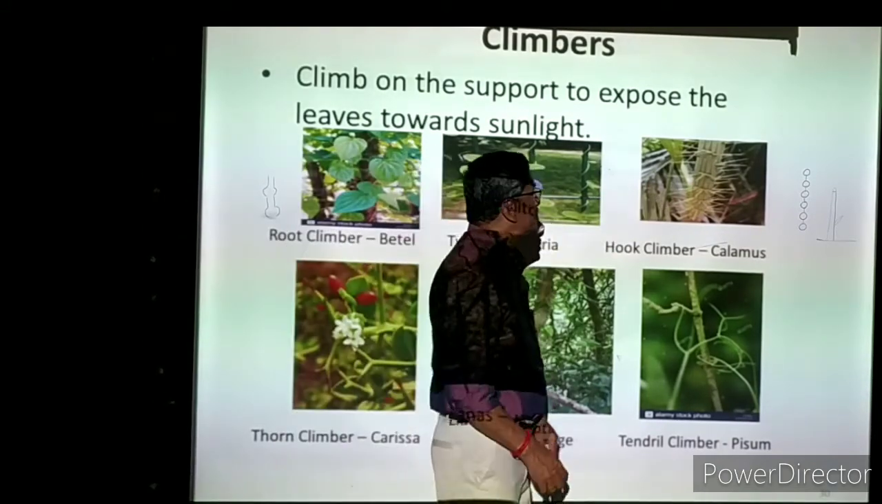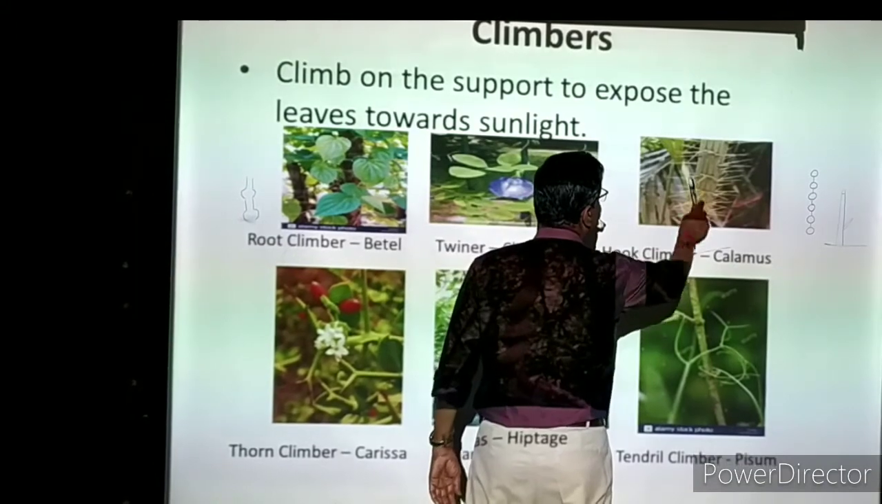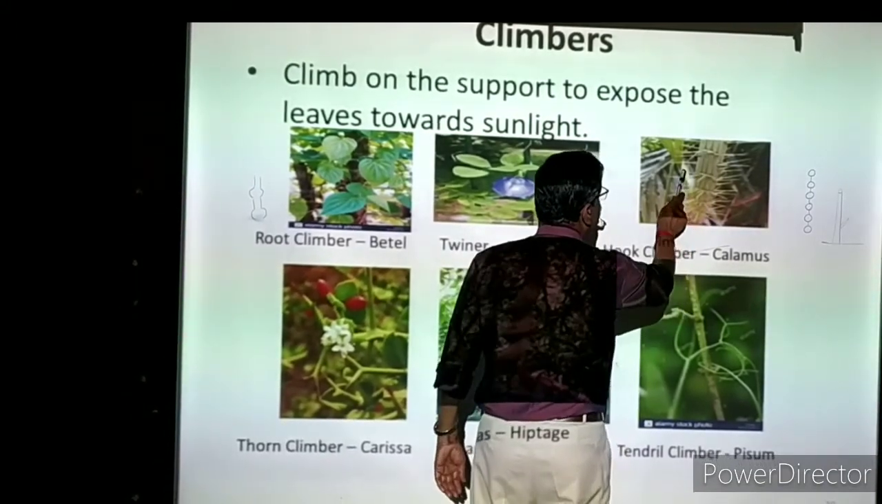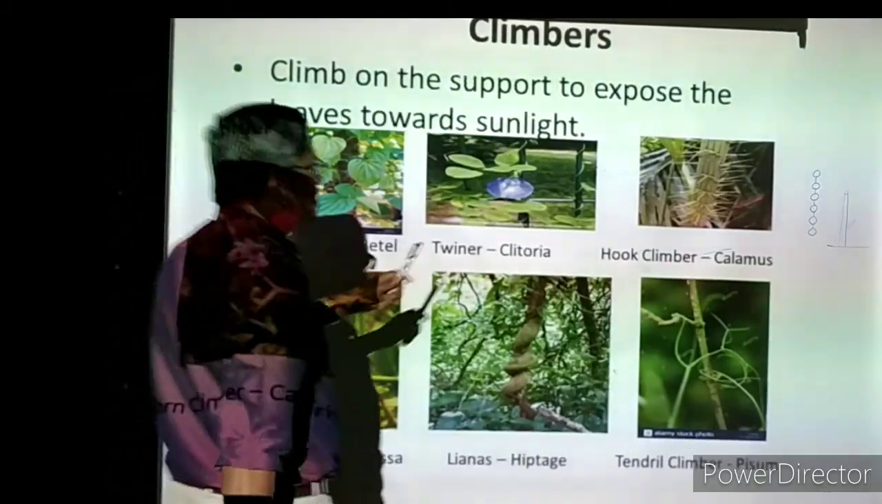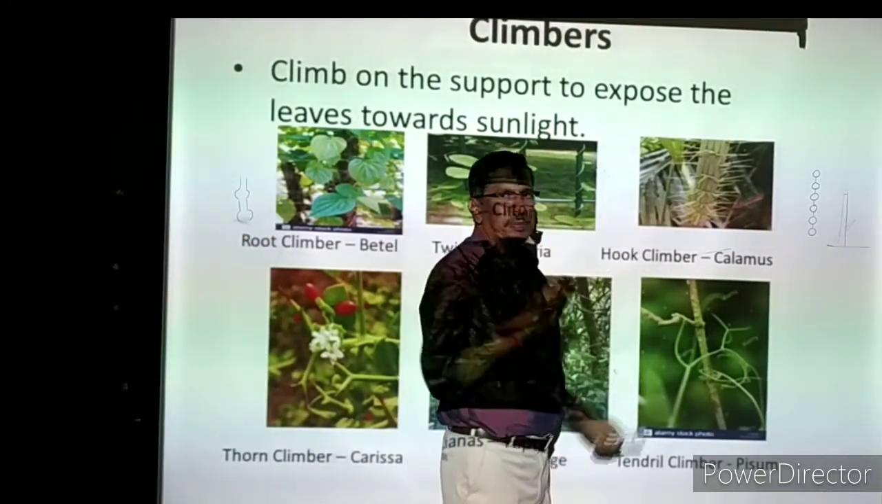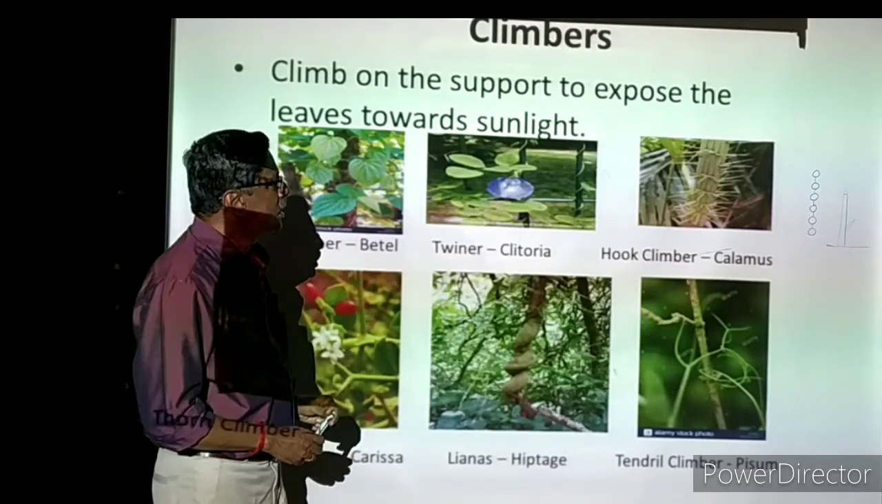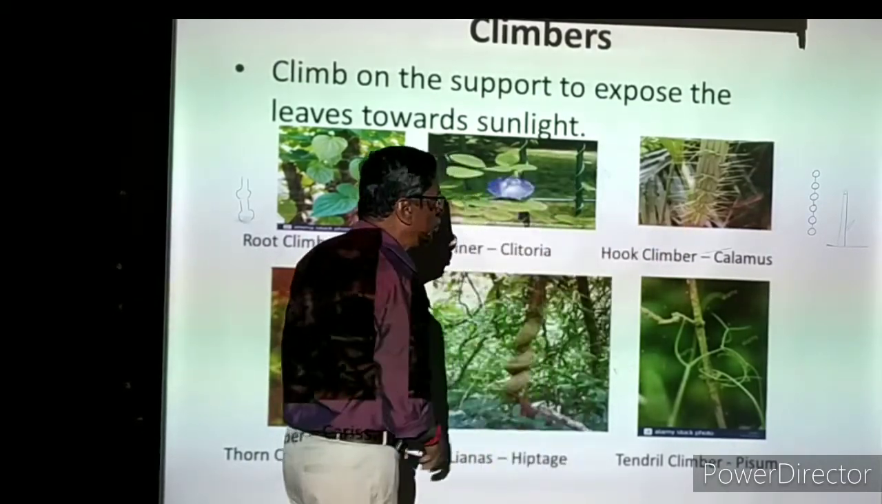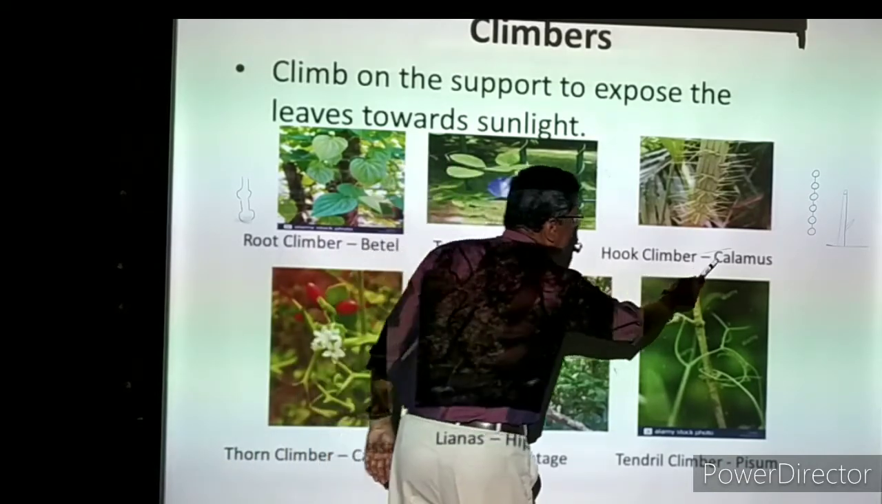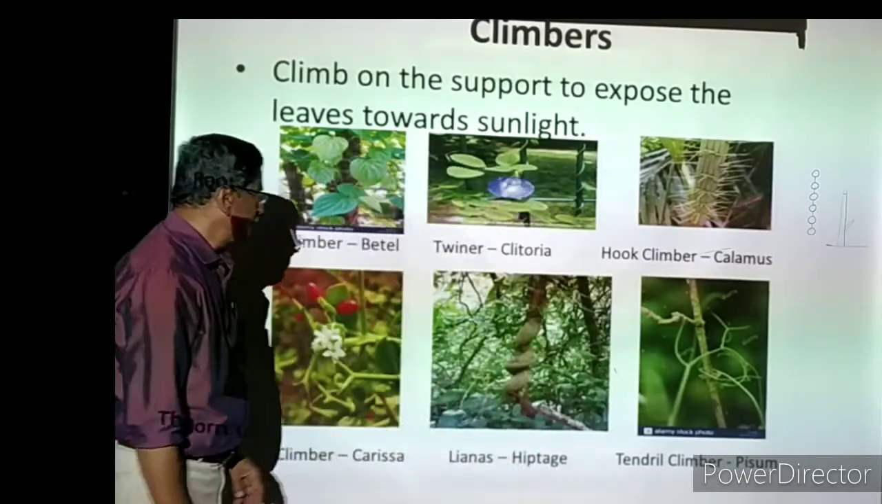Now hook climbers. Now this is the plant. Now this is the support. Now the plant is producing a number of thorn-like structures, but at the tip it is curved. That is called a hook. With the help of a hook, they are poking on the support and they are climbing over. That is called a hook climber. Example for this is calamus.